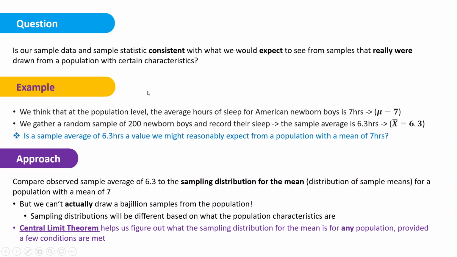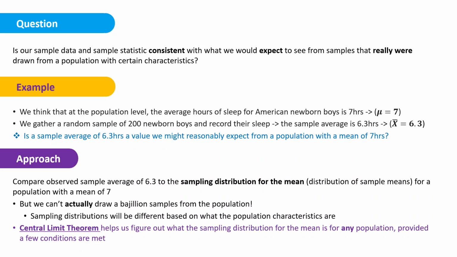An example of this might be that we think at the population level that the average hours of sleep for American newborn boys is 7 hours. We might write that as mu, our population mean, equals 7. So our group of interest is all American newborn boys, and our hypothesis is that the average number of hours of sleep that they get is 7. That's our population parameter, and our hypothesis is that it's 7, but it's actually unknown.